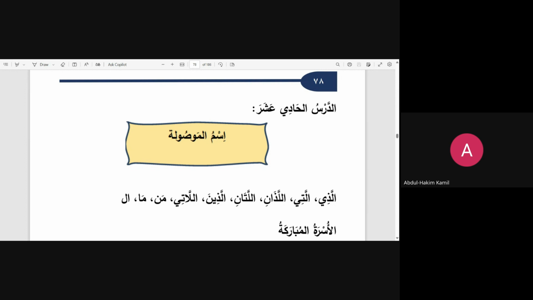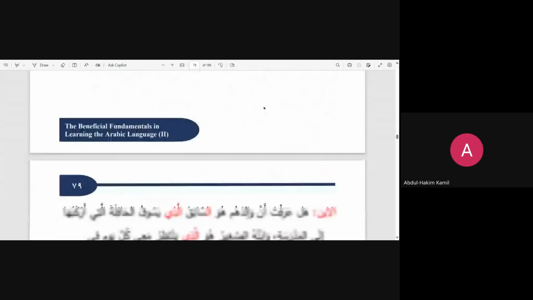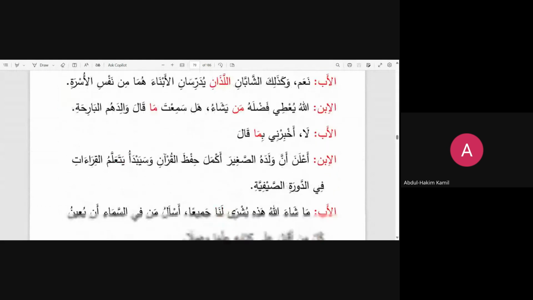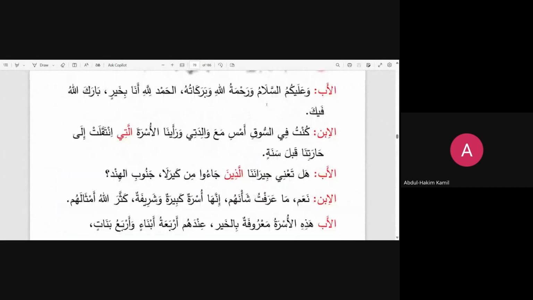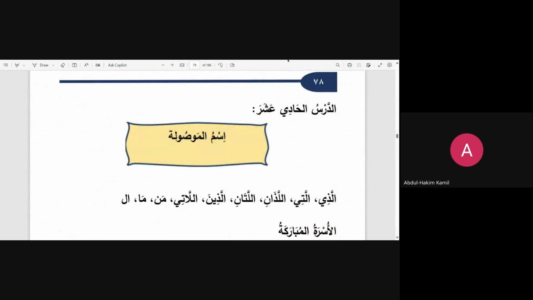I don't know if I mentioned the meaning in here. Inshallah, it's going to come later. Ism Mawsool has a sentence that's connected to it. I want you to recognize that Ism Mawsool has a sentence that comes after it. Now, it has to be connected to a sentence.